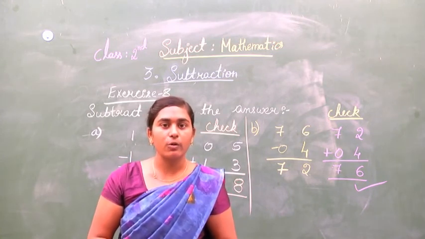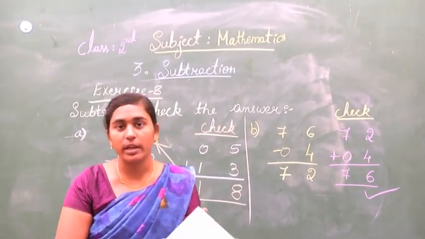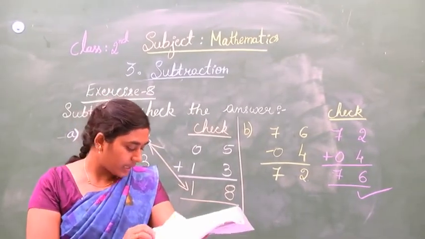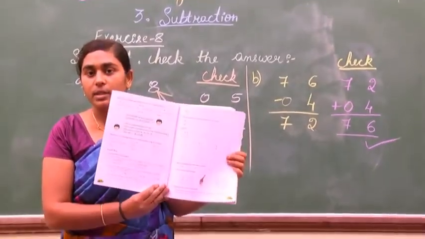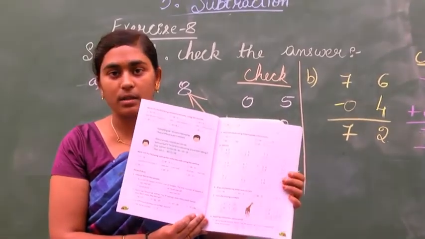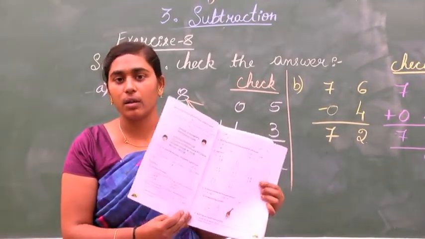This is for today. I hope you all understood the topics. And solve the extra questions which are given in the textbook. That is page number 46 and 47. You have the extra questions on pages 46 and 47. Solve them in your textbook so that you will be perfect in all the topics.